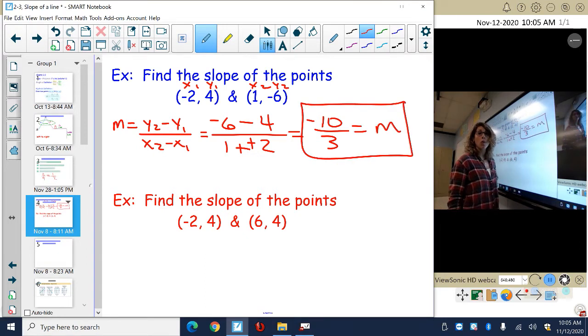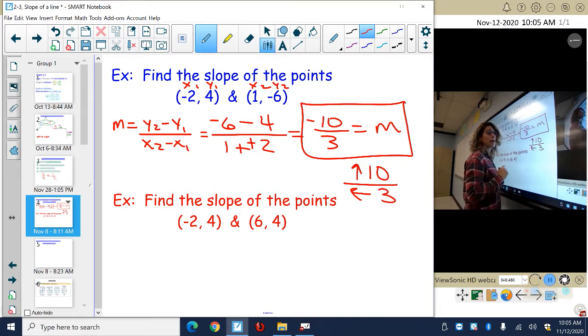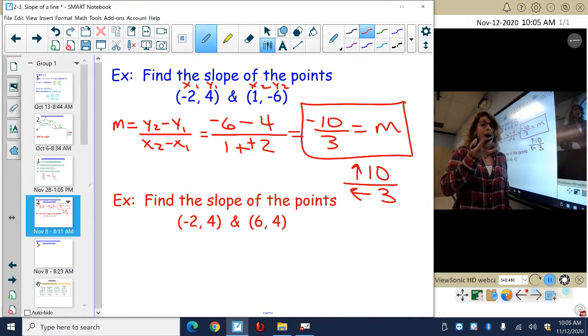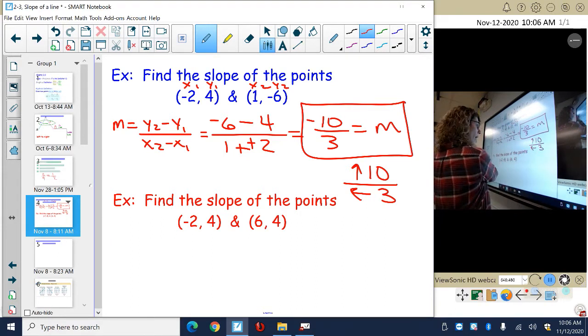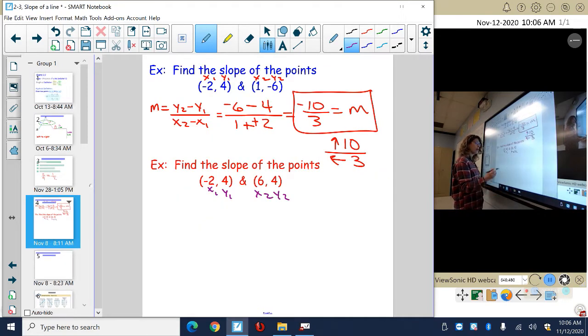That is my slope. What does this mean graphically? I'm rising up 10 units and I'm running to the left 3. Okay? Because if I say rise, everybody stands up. And if I say run, you can go left and right. If your slope is positive, you're going to go to the right. If your slope is negative, you're going to go to the left. Okay? Something your brain needs to understand. Next, same exact thing. x1, y1, x2, y2. Write down your slope formula.